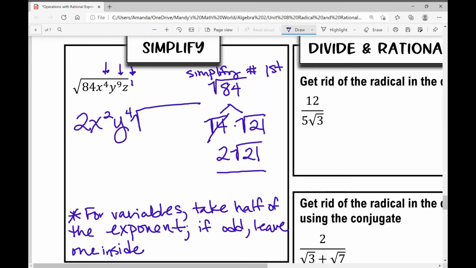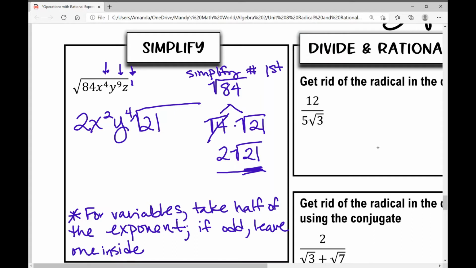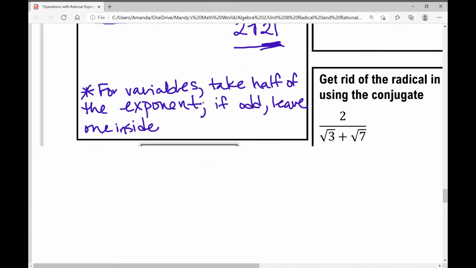So times the square root of 21, right, because this 21 is left underneath the radical. And then because I have this odd exponent right here, I'm going to leave 1 inside. And obviously z is going to stay on the inside. I don't have enough to take 1 out. So that's my answer. That's how you simplify that non-perfect square, and that includes variables.